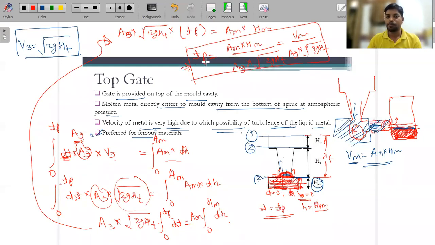So this is TP. It depends on the volume of the mold cavity that we are filling. AG is basically the area of the gate through which the molten material is coming, and 2g is a constant. Ht is basically the total height, the pouring basin plus sprue, so you can write that as Hp plus Hs as well.